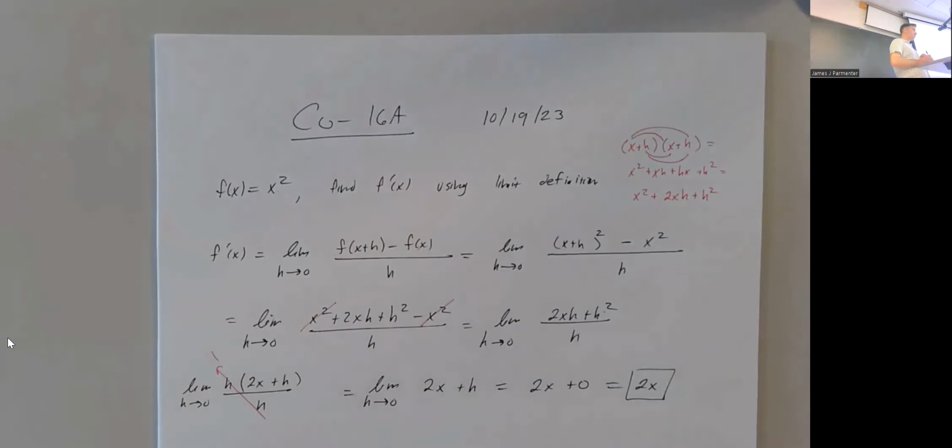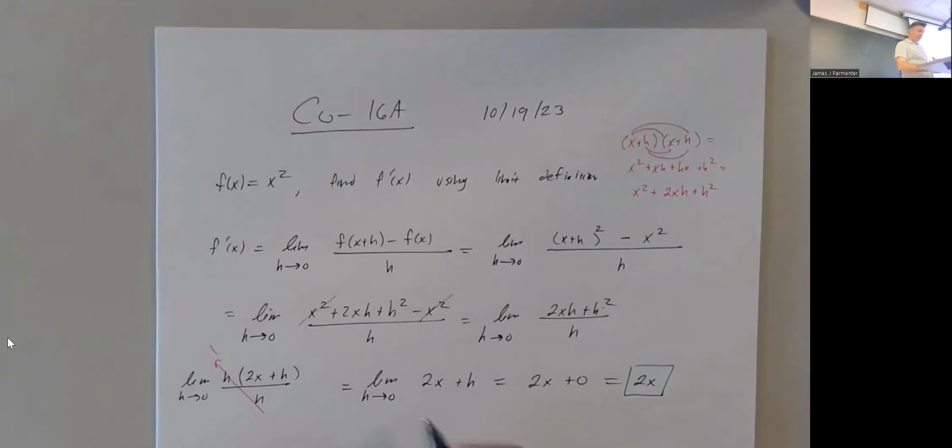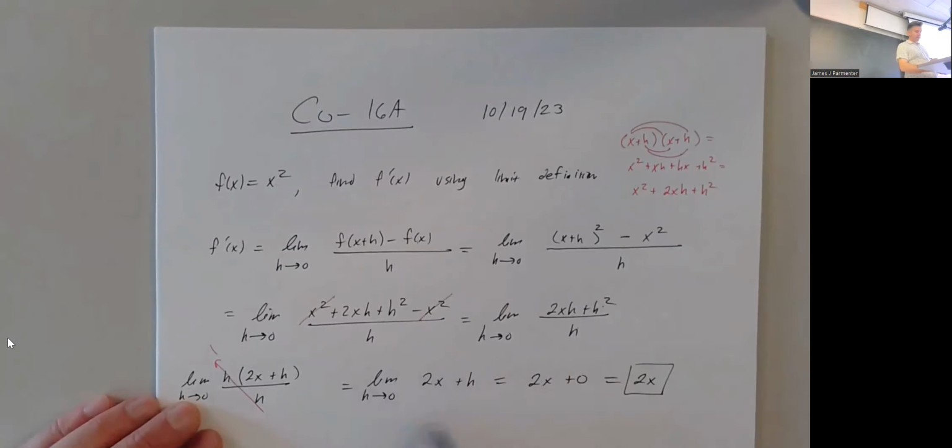You said you sub in 0 for h? Right, well, what I should really say is, from this step to this step, I'm taking the limit. So when we read this, this says the limit as h approaches 0 of 2x plus h. Meaning we're really asking the question, what is 2x plus h getting closer and closer and closer to as h gets closer and closer to 0?